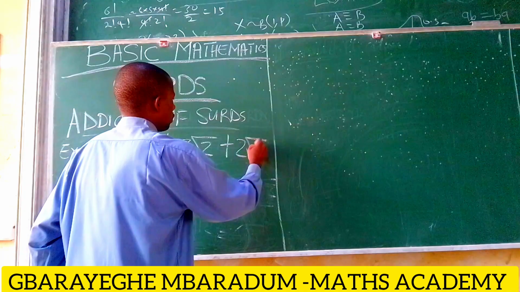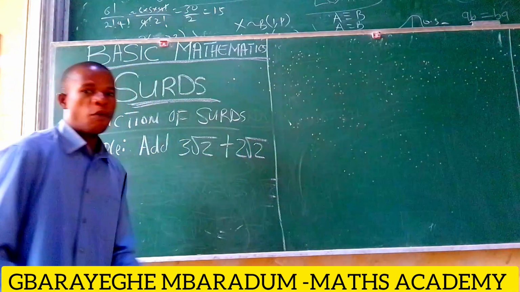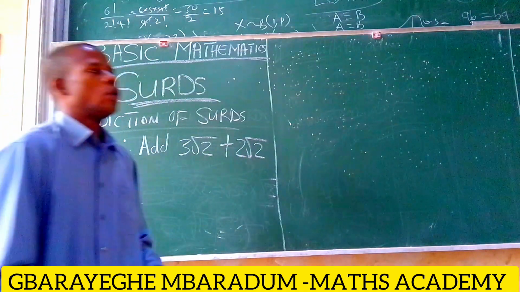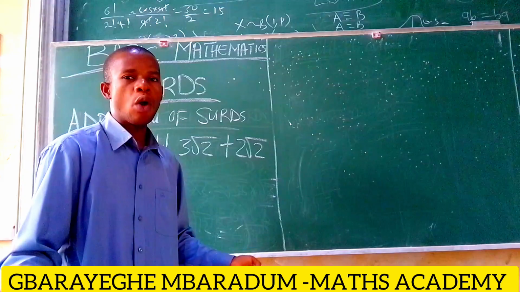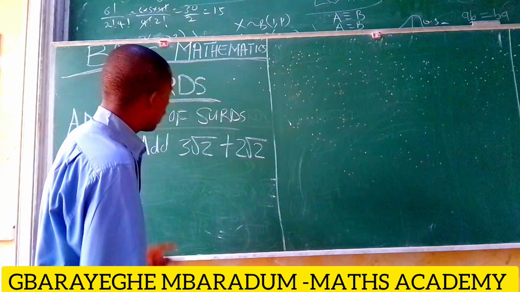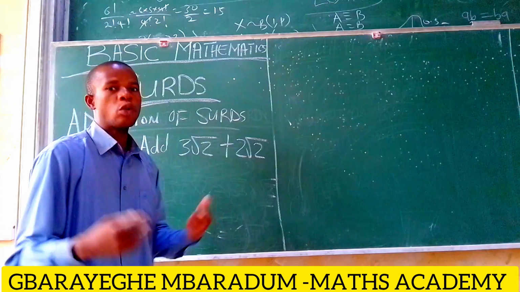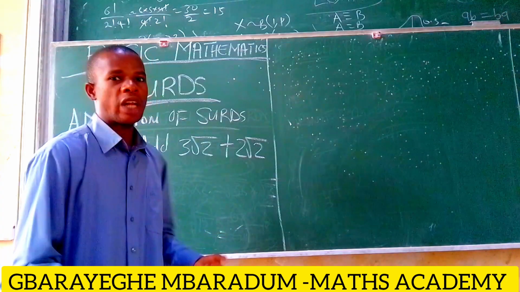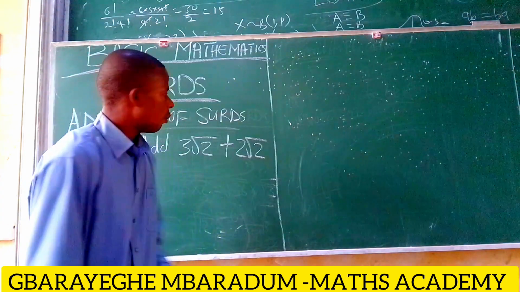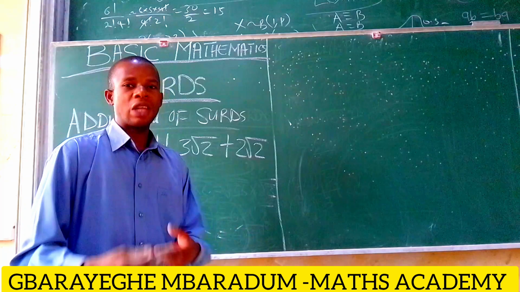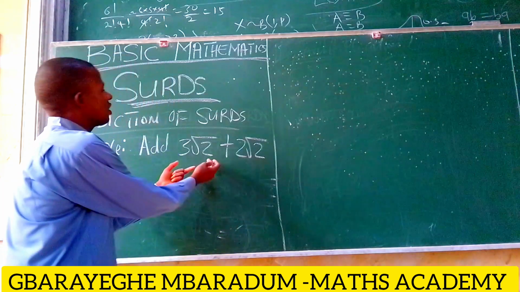2 root 2. Note, before you can add a surd, you can only add a surd when they have the same square root base. That's how to add a surd. But you cannot add a surd that are not in like component. You can only add a surd that are in like component. So let's look at how to add this kind of surd.